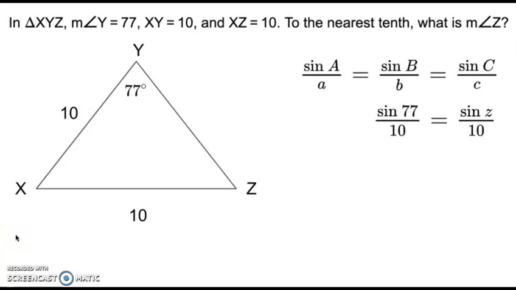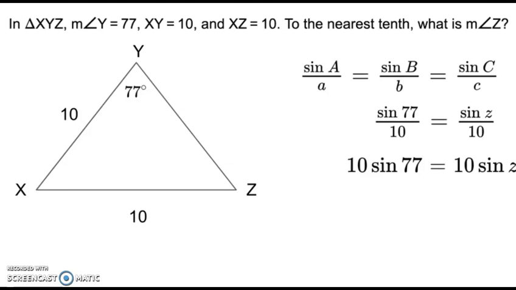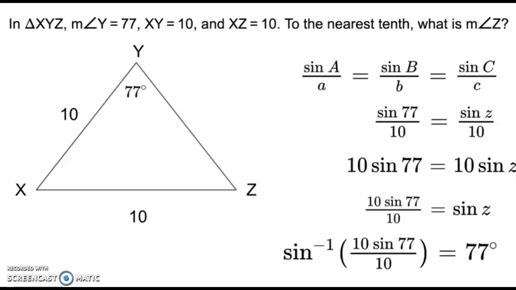And now I can set up the proportion. Cross multiply, I get 10 times sine of 77 equals 10 sine of Z. Then divide both sides by 10, and I get 10 sine of 77 over 10 equals sine Z. Then to find the angle, I do second sine in degrees, and I get 77.